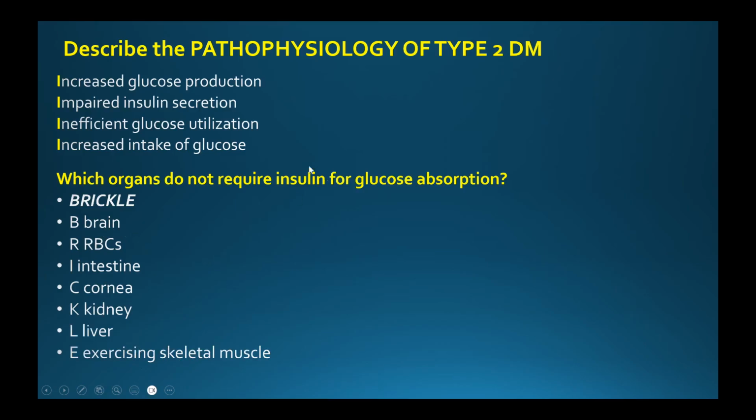So waiting for insulin to act and then take up the glucose, most of us will be dead. That is the reason nature has made it so that brain tissue can easily take the glucose directly from the bloodstream. Similarly RBCs, intestine, cornea, kidney, liver, and exercising skeletal muscles, all these can take up glucose without insulin getting attached to the receptor.